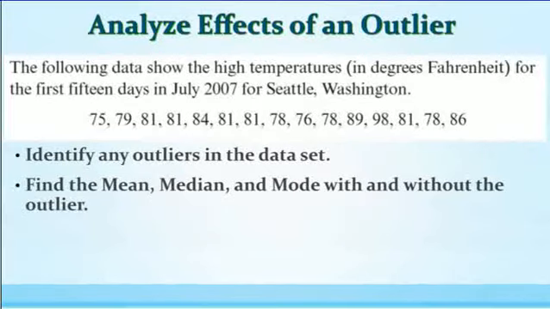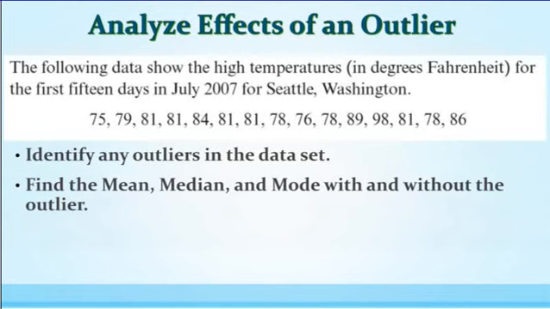Next example, analyzing the effects of an outlier. Remember, an outlier is just those values that are too big or too small compared to all the other data values. So we want to find out how does that impact the measures of central tendencies. So the following data show the high temperature in degrees Fahrenheit for the first 15 days in July of 2007 for Seattle, Washington. We want to identify any outliers in the data set.